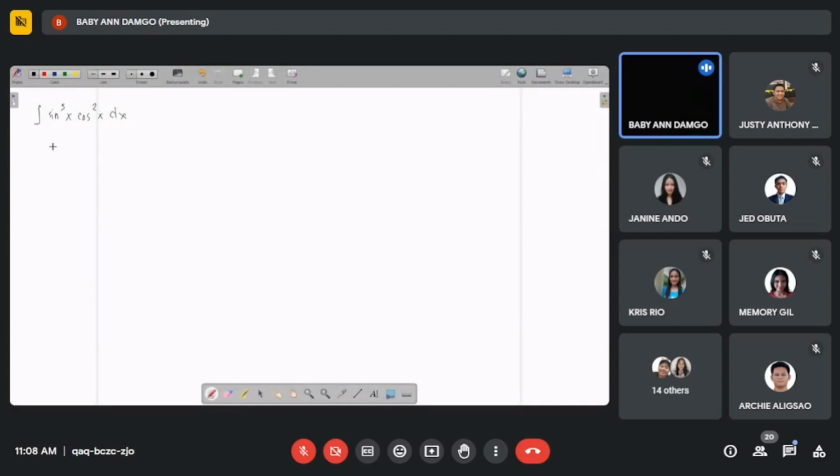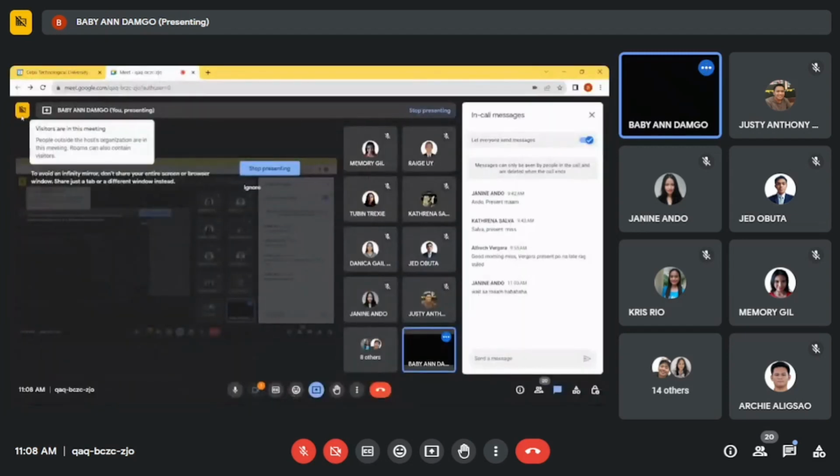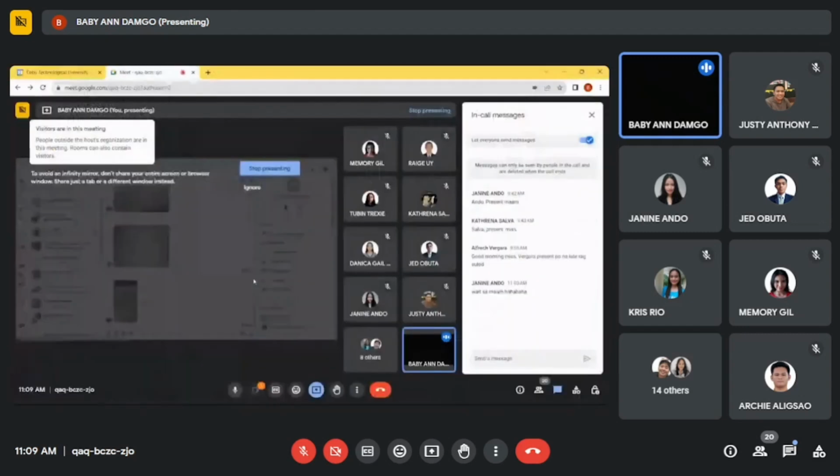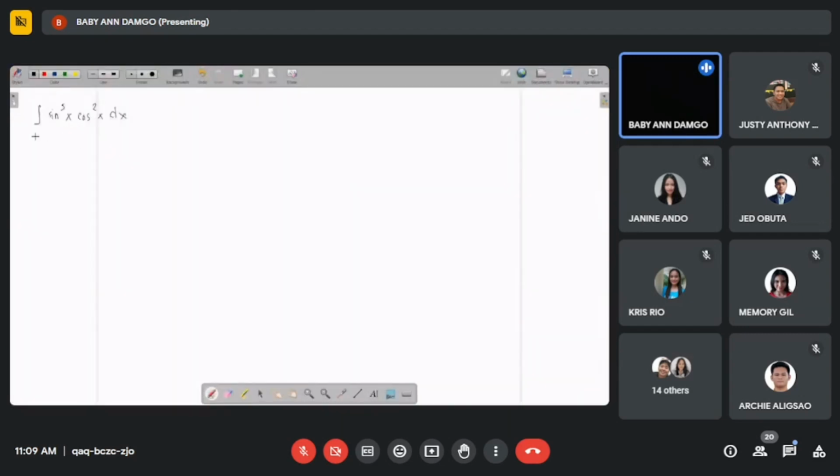so from the technique, 9 and 7. Okay, so the technique here is find the kung asa nga trigo ang naay add nga power. So here we have sine x. So kuha tag isa ka sine x. So we have sine to the fourth x cosine squared x times sine x dx.